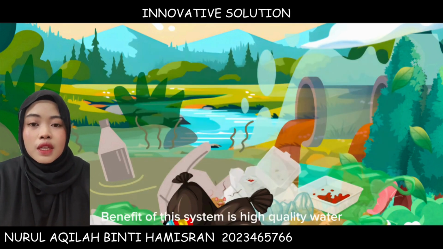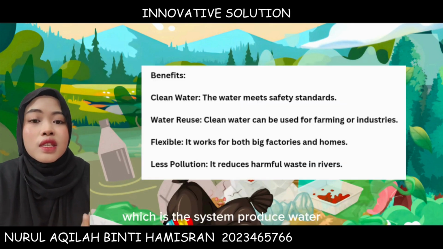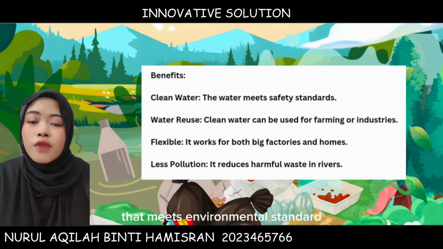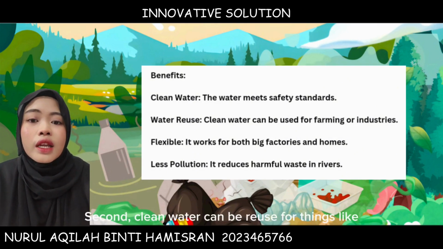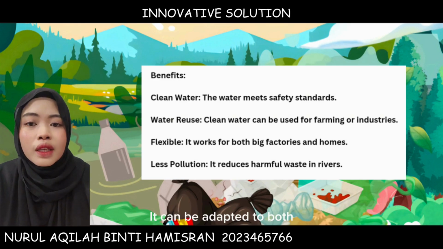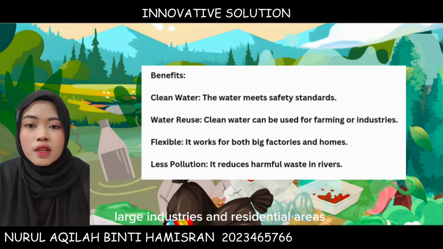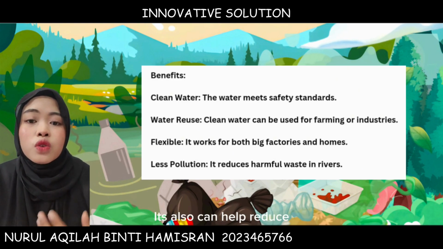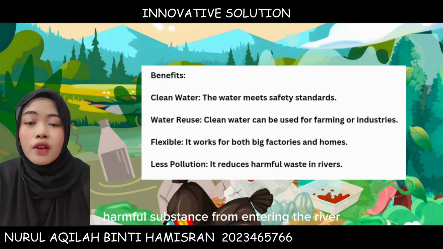Benefits of this system: first, high quality water, the system produces water that meets environmental standards. Second, clean water can be reused for things like farming or industry. Third, it is modular. It can be adapted to both large industries and residential areas. It also can help reduce harmful substances from entering the river.